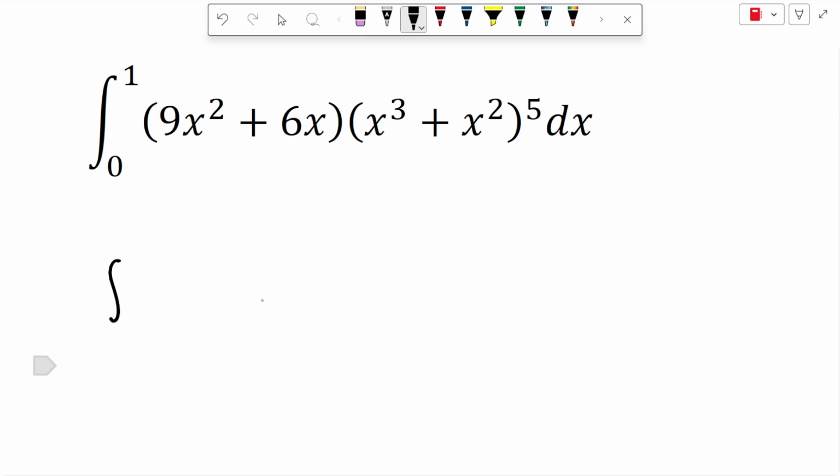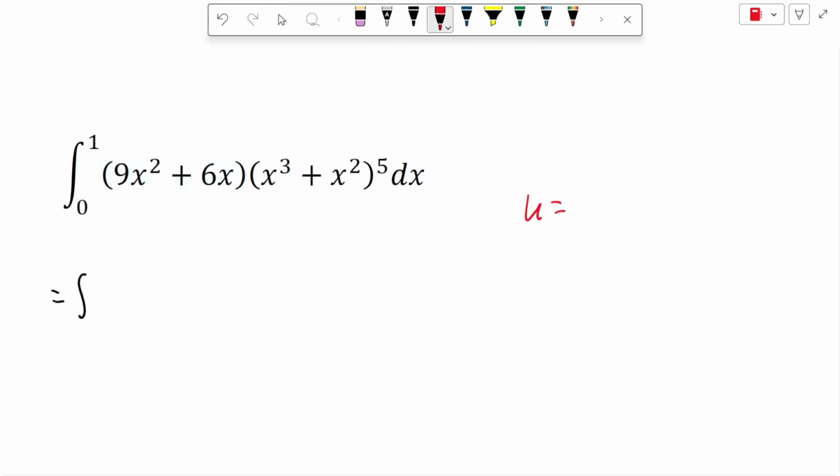So the integral of... Now, U is the thing that is trapped. This area is nice and free, it's just being multiplied. That's all good. This thing here is trapped because it's raised to a power of 5. So U is the thing that's x cubed plus x squared.